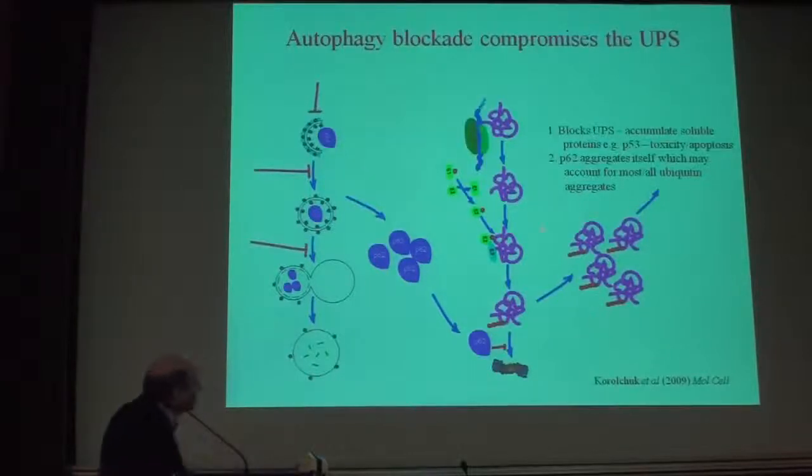The other consequence is that P62 accumulates, and we think that this is serving as a seed for those aggregates I described, because the P62 tends to oligomerize, and therefore would aggregate by itself, and it would suck in ubiquitinated proteins because it has ubiquitin binding domains.